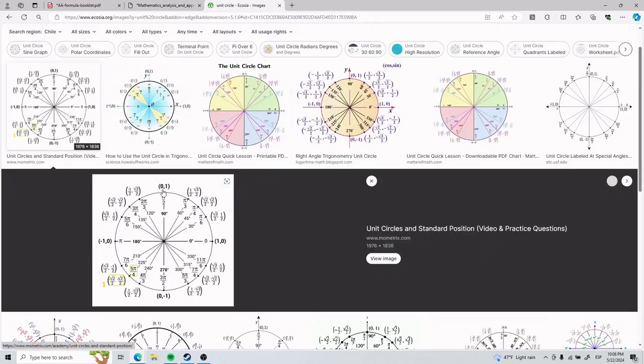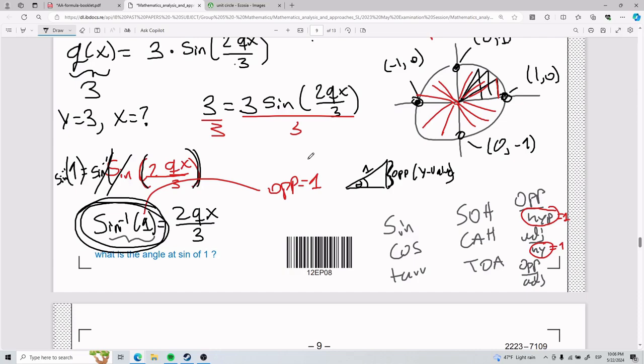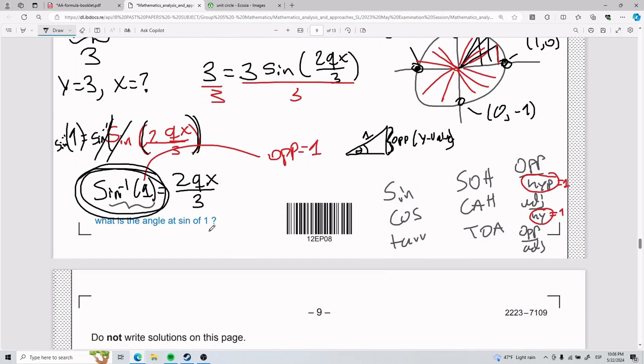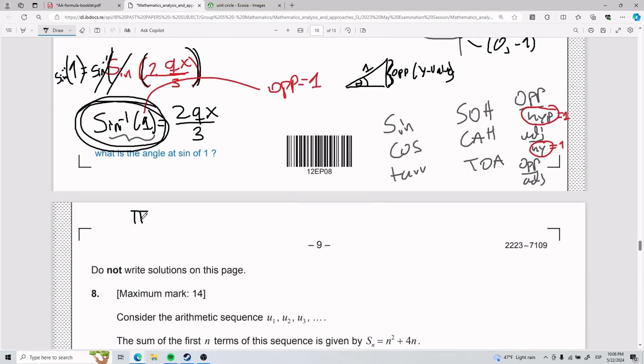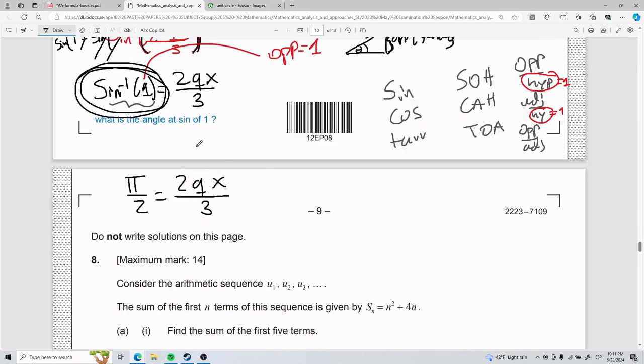And so the y value that equals 1 is this guy up here. And what is the radian associated to it? Pi divided by 2. That is what sine inverse is doing. Okay, that is what it's doing. And so from here, this whole thing on the left is just going to turn into pi divided by 2 equals 2qx divided by 3. Now from here, get x alone.